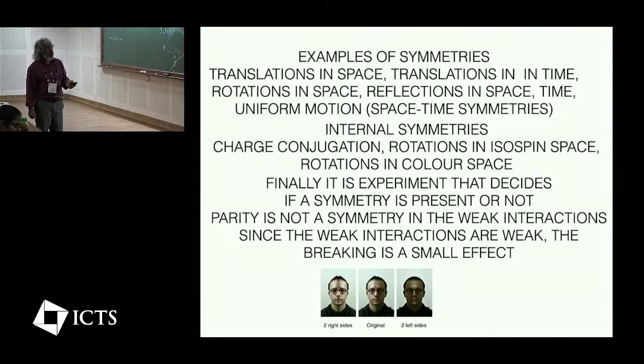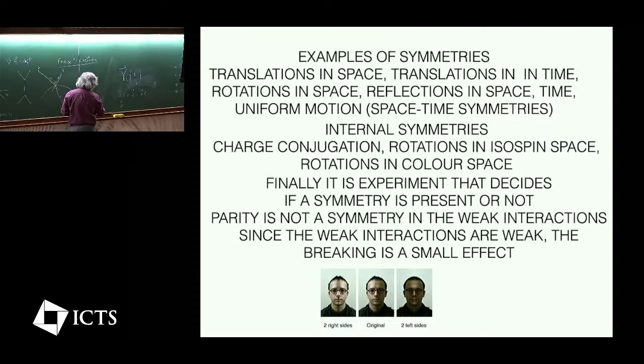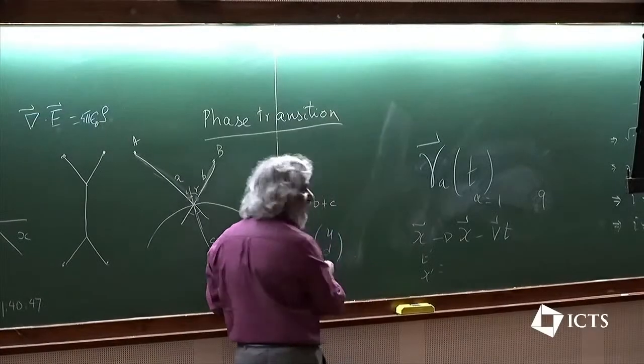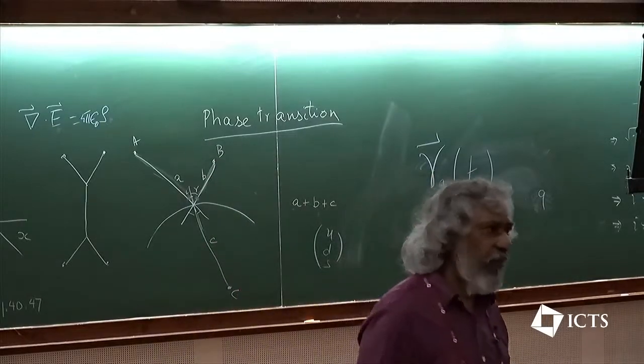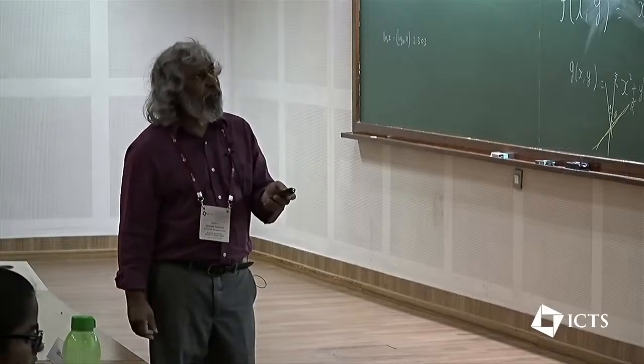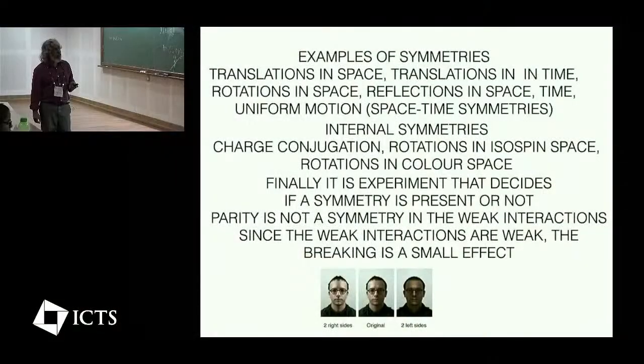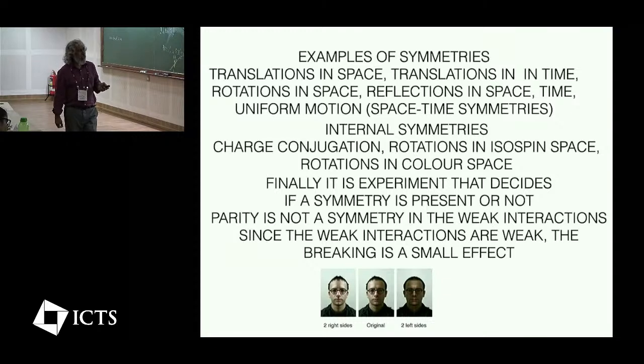We can also talk about rotations in color space. I take the three quarks, up, down, strange, and I can think of rotating in this three-dimensional space. Complex rotations in three-dimensional space. Those are internal. So today we'll only talk about space-time symmetries. So finally, it is experiment that decides if a symmetry is present or not. We have to do experiments to discover if symmetries are present in nature.